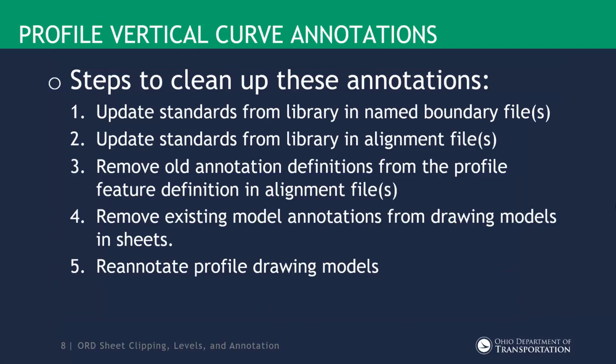So here are the steps that you need to take to do that. The first thing we need to do is update our standards from the DGN library in the name boundary design file. Then we want to update the standards from the library in the alignment design files. Then we need to remove some old annotation definitions from that profile feature definition in the alignment file. Then after that's done, we can go back to our drawing models for our sheets and remove the annotations that are in there and then re-annotate that. So let's go ahead and step through these.